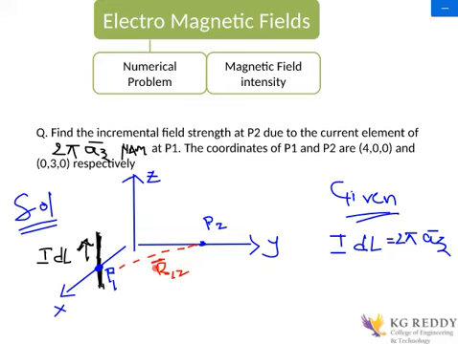So these are the distance vector, which is the line joining from the point P1 to P2. Now here the direction can also be given, because we are finding the intensity due to this current element I dl1 at P2. So always the intensity line will be from P1 to P2. So this is the basic diagram.